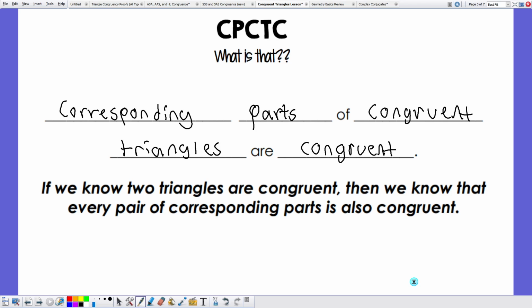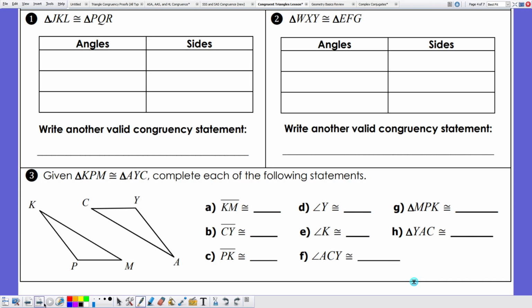But if you break it down word by word, it sort of makes logical sense. By the definition, the corresponding parts, meaning the angles or sides that match up with each other, the corresponding parts of congruent triangles that have the same shape and size, are themselves congruent. So the corresponding parts will be congruent with each other. Basically, if we know 2 triangles are congruent, then we know that every pair of corresponding parts is also congruent.